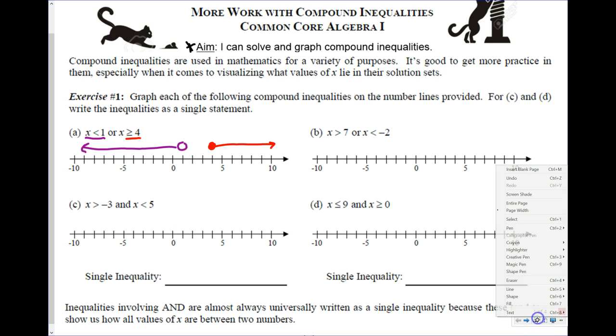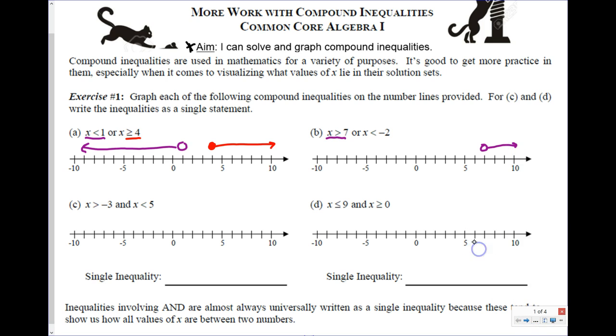Letter B, x is greater than 7 or x is less than -2. So x is greater than 7. I have an open circle on 7 and it's going to the right. And for x is less than -2, I have an open circle on -2 and it's going to the left.